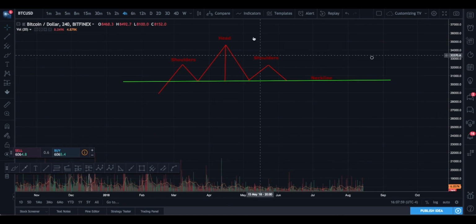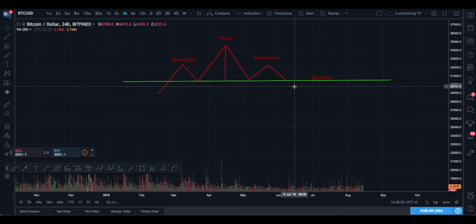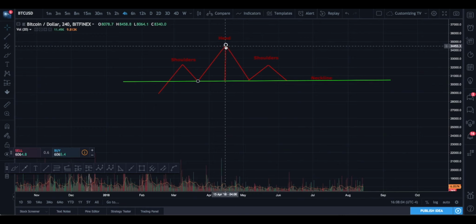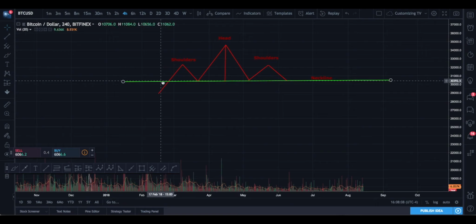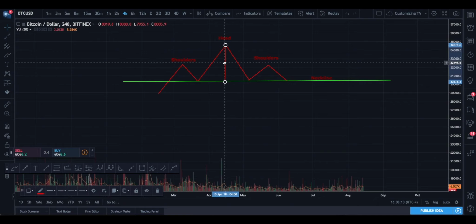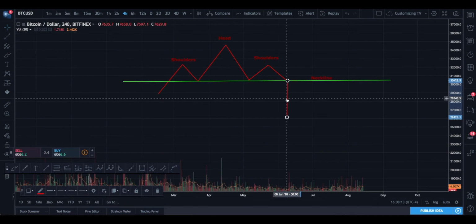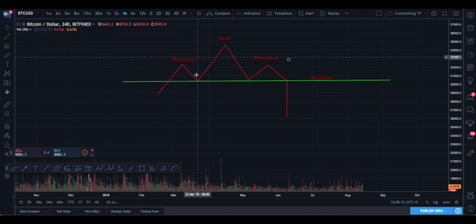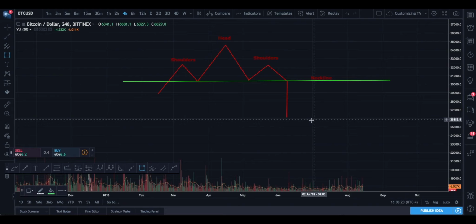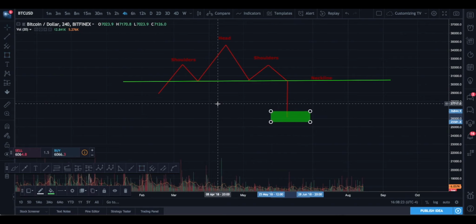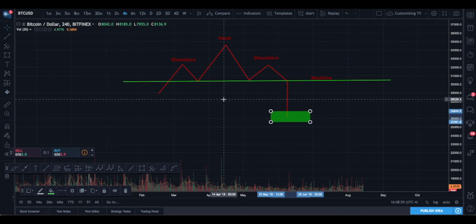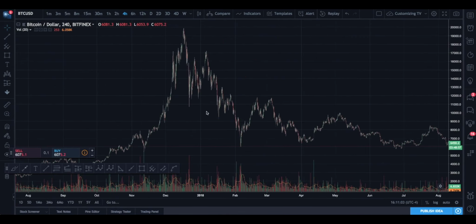So now, once it breaks the neckline, where will the target be? The target is the exact distance from the head of the head and shoulders until the neckline. So you take this length and there's your target. So if it breaks in here on this specific pattern, then your target would be right around here. Now that's clear, let's go over to a Bitcoin 4-hour chart and see where we could have applied this.